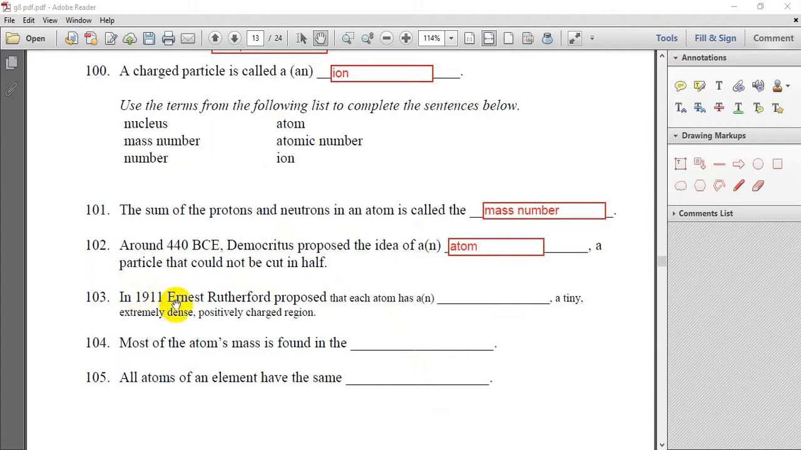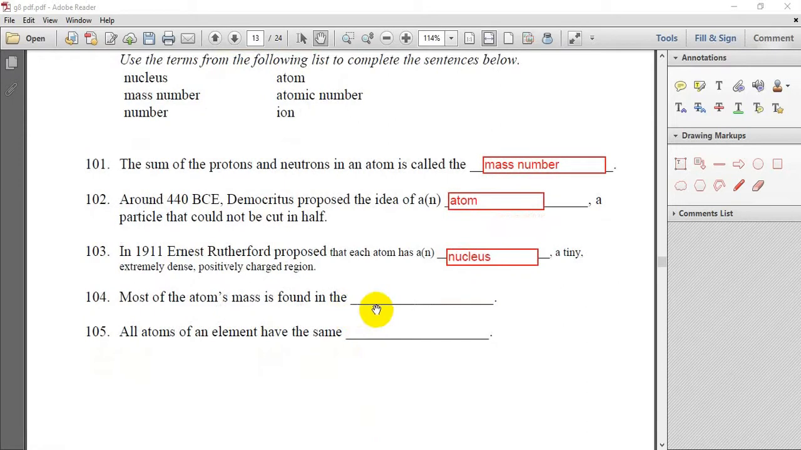Question 103: in 1911, Ernest Rutherford proposed that each atom has a tiny, extremely dense, positively charged region. Rutherford was the first one to discover the center of the atom, which has positive charge and is called, yes, the nucleus. Question 104: most of the atom's mass is found in, yes, the nucleus.